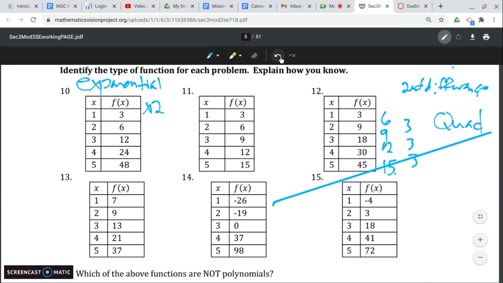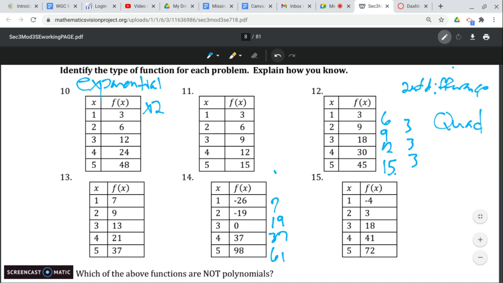Okay, I don't know where that line came from. Which is 7. And then from negative 19 to 0, that's 19. From 0 to 37 is 37. And from 37 to 98 is 61.